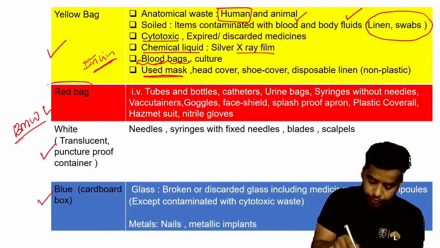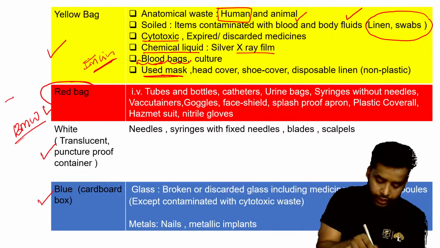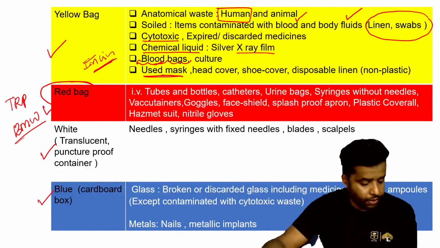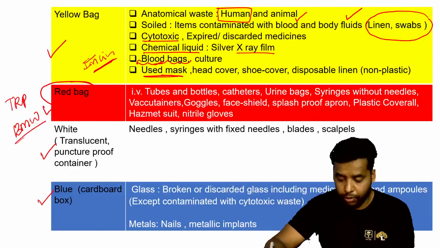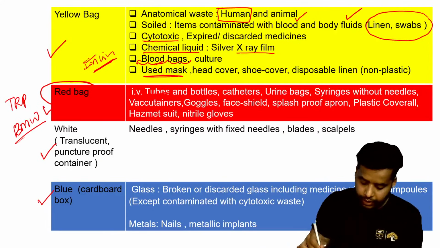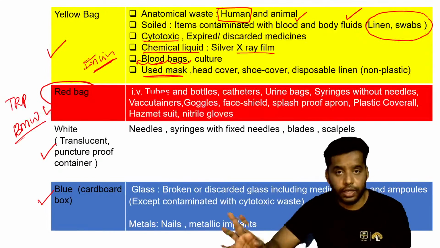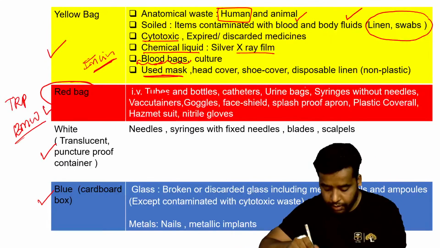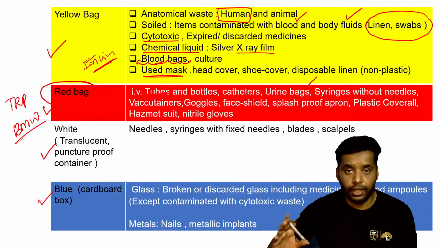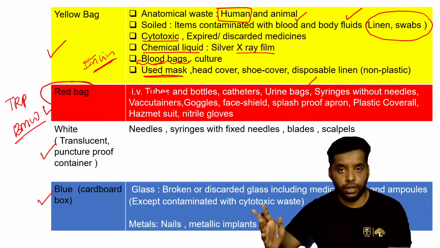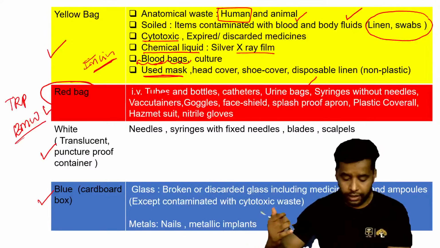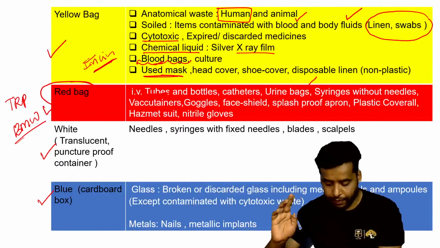Red bags. Usually for red, we take the mnemonic TRP: Tube, Rubber, Plastic. Tubes, IV tubes, catheters, all this will go in the red bag. Urine bag red, blood bag yellow. Don't make a mistake, blood will not go in red. Remember like that. Urine goes in red. Like that the students will remember. Urine bag is red.